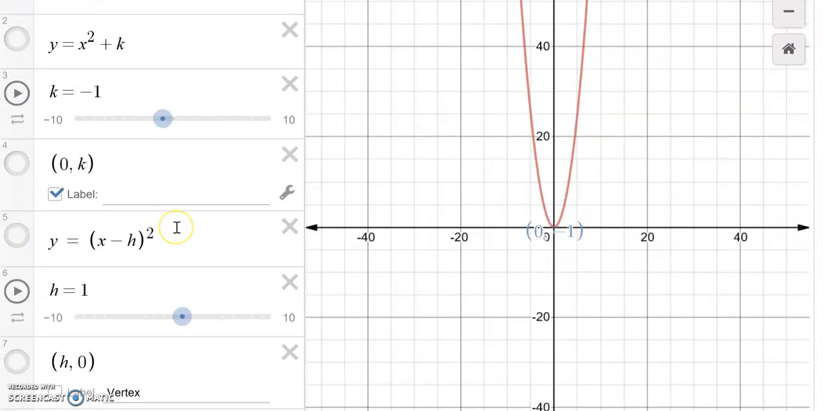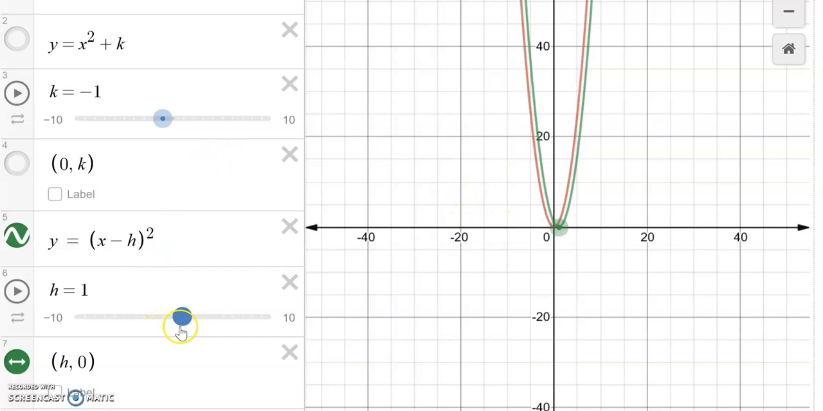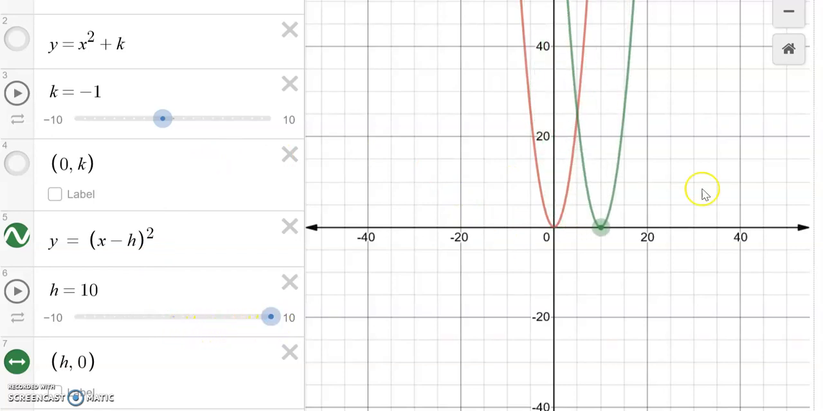So let's look at what happens with that h value inside of the parentheses. You notice that when h is 0, the graphs are the same again. So when our shifts are 0, there is no change from the parent function. But now as I make h a positive number, you see that we move to the right.